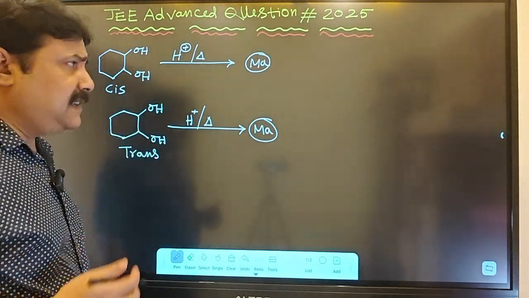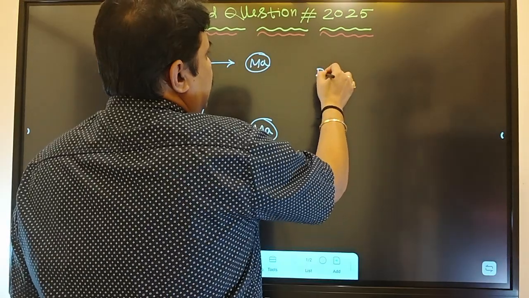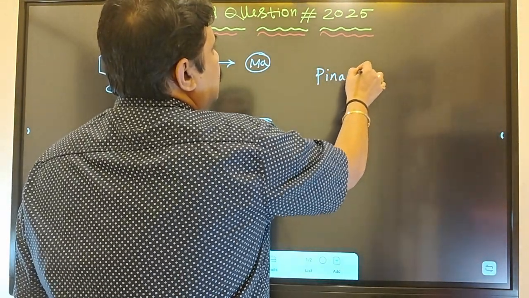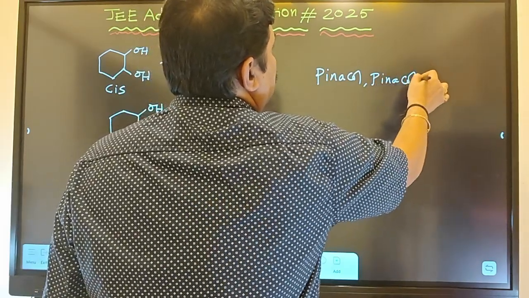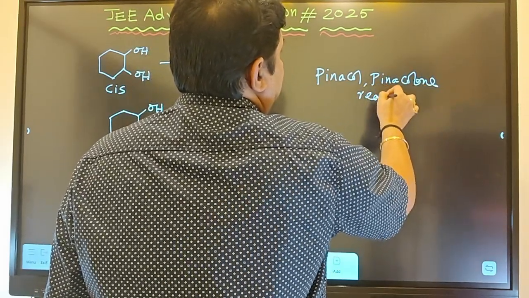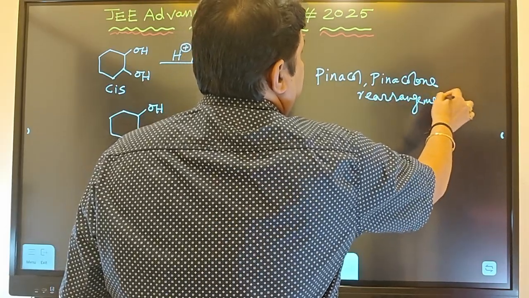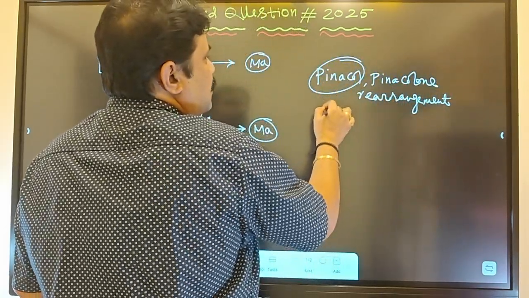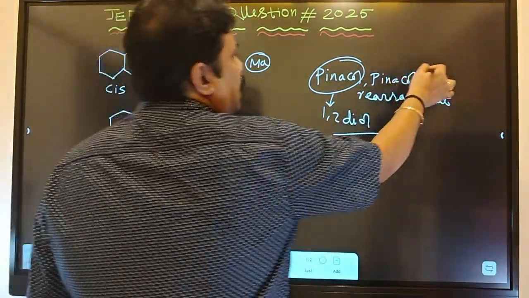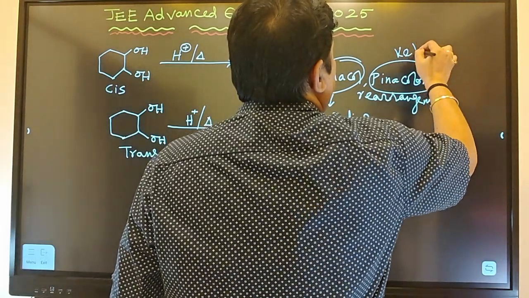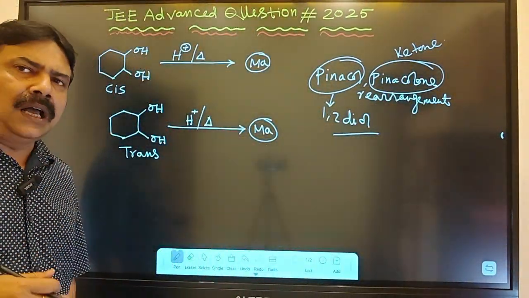Now this reaction everybody knows, a very important reaction, which is nothing but the Pinacol-Pinacolone rearrangement. In acid medium, this type of rearrangement used to occur. Pinacol means it's a 1,2-diol, and pinacolone means it's nothing but a ketone. So that's why by this rearrangement we prepare the ketone.